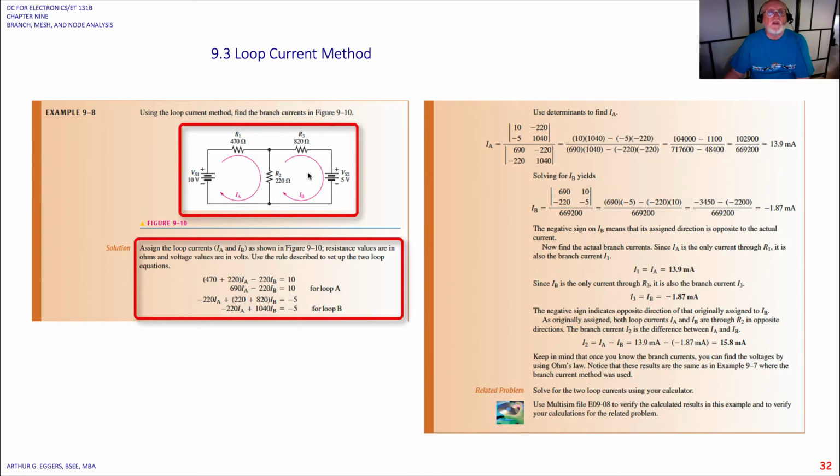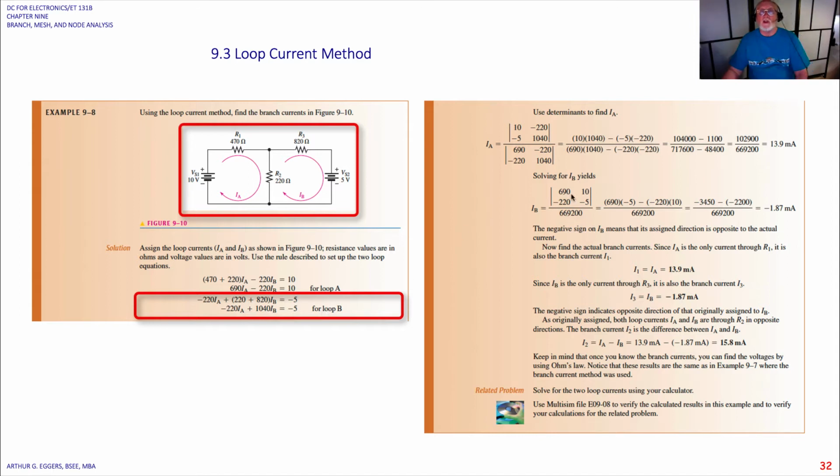So now we're going to do the same thing with loop B. So now we have the current in the opposite direction in A for this side, the 220. So minus 220 times the current in A, and then we're going to add together 220 and 820 for the direction of the current in B and set that equal to minus 5 volts, because notice we have the polarity opposite here. So we end up with minus 220 I sub A plus 1040 I sub B equals minus 5 for loop B.